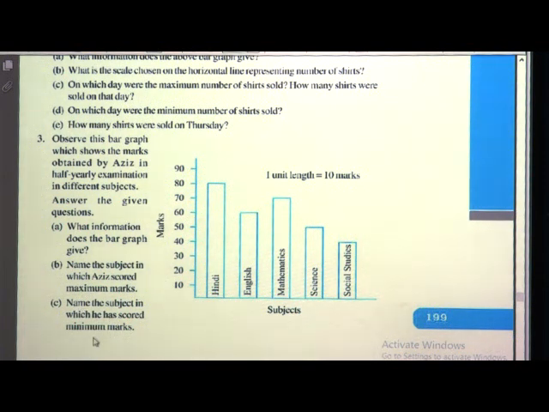Name the subject in which he scored minimum marks. In which he scored minimum? Can you tell, students? Yes, very good. It's social studies. So Aziz scored minimum marks in social studies, that is 40 marks.